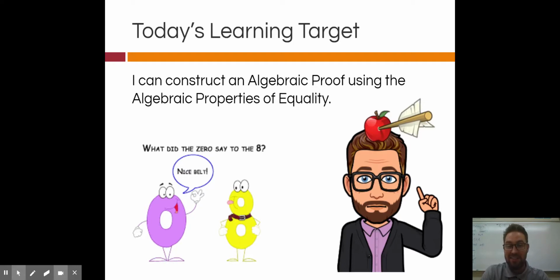And I got a nice little math joke there. What did 0 say to 8? Hey, nice belt. If you don't get it, then stay on that slide a little bit longer till you do get it, because it's a funny joke.